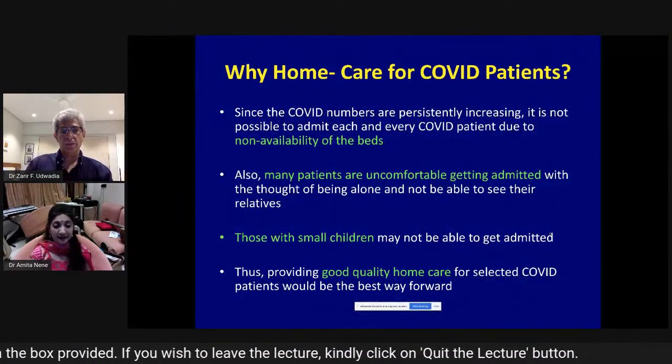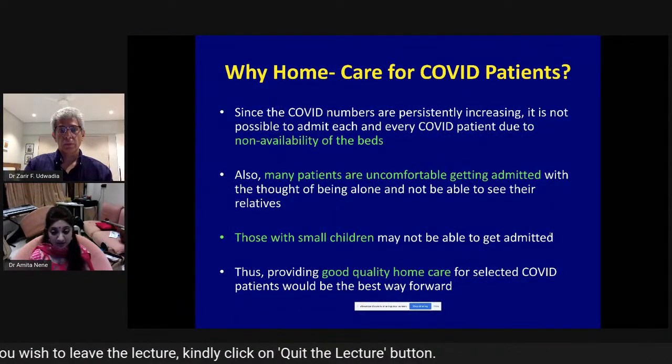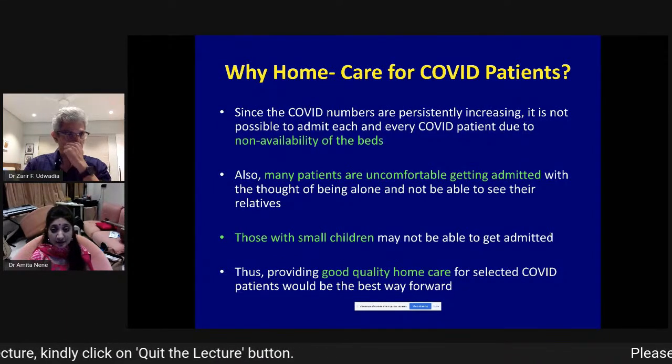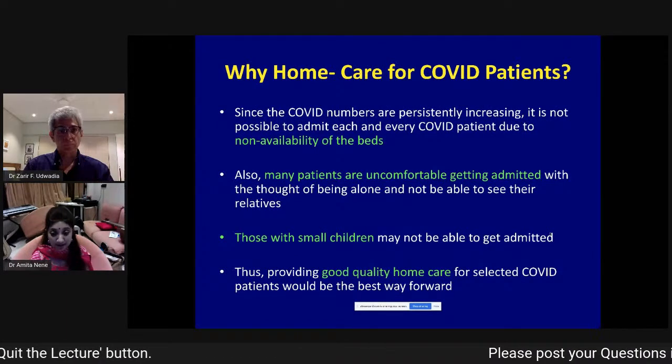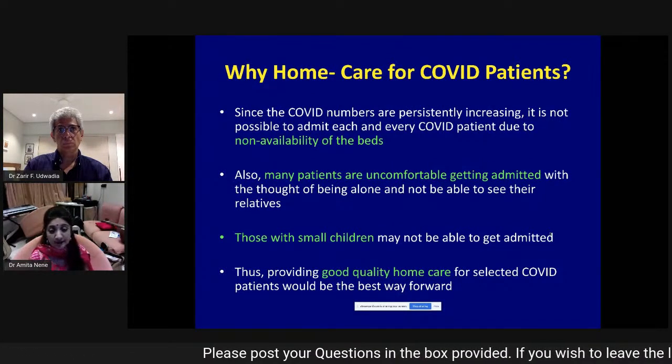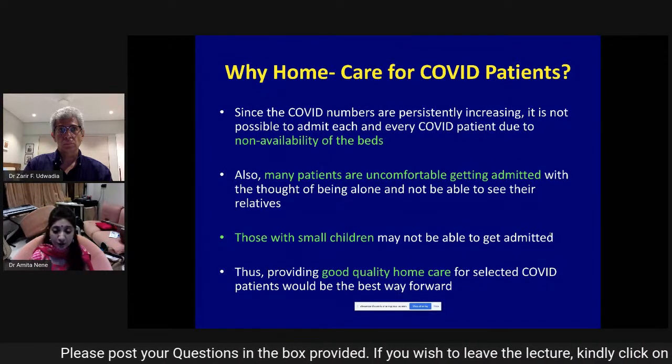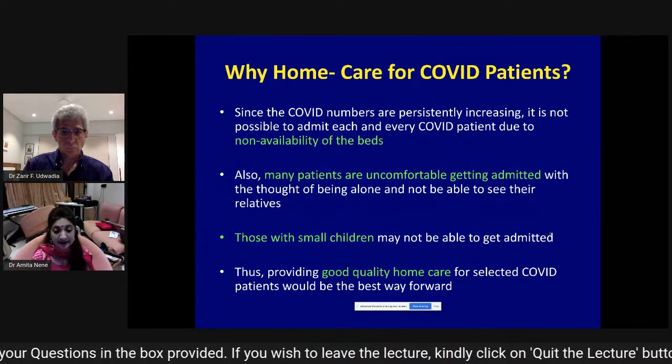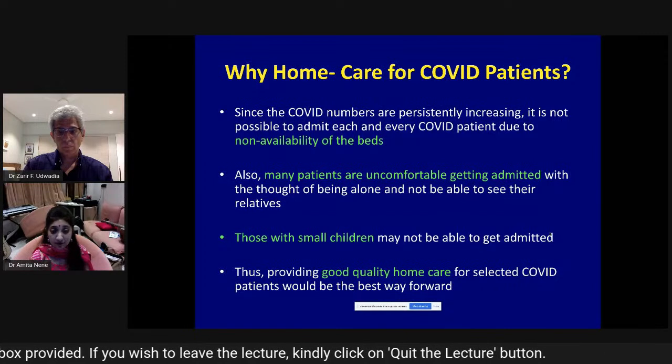Also, many patients are not comfortable getting admitted because they don't want to be away from their family or not be able to meet them. Also, very often patients have small children and therefore they cannot get admitted. Thus, providing good quality home care for selected COVID patients would be the best way forward.